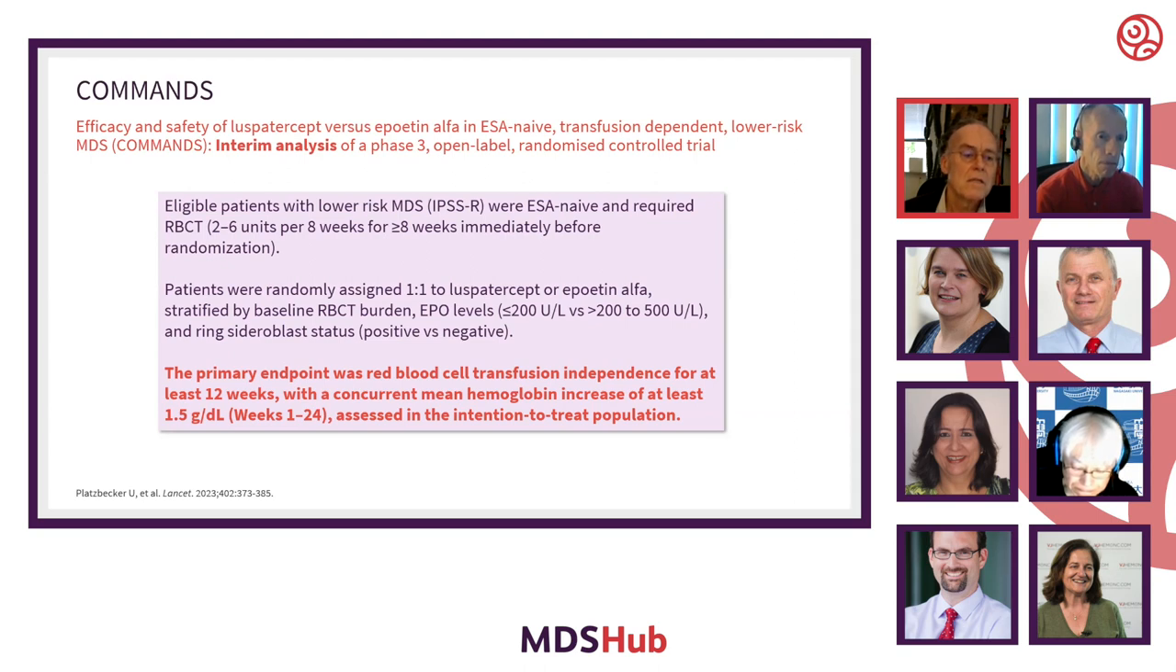and they required a red blood cell transfusion intensity of at least more than 2 units per 8 weeks for 8 weeks immediately before the randomization. So these were patients who had a relatively intensive transfusion history. The patients were randomly assigned 1:1 to luspatercept and EPO and stratified by baseline transfusion burden, EPO levels, and ring sideroblast status, positive versus negative. The primary endpoint was red blood cell transfusion independence for at least 12 weeks with a concurrent mean hemoglobin increase of at least 1.5 gram per deciliter. Next slide.